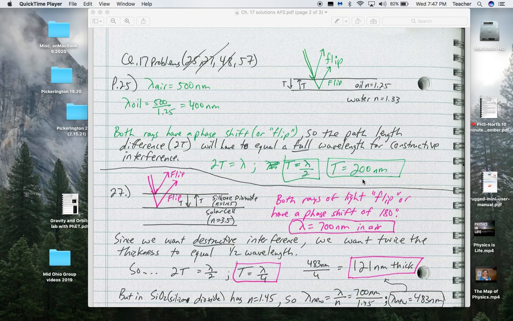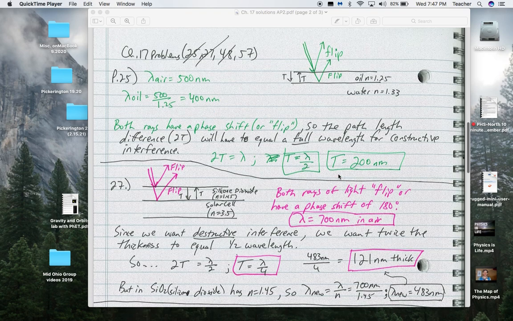Now you might think that that's 250 nanometers, since it told you the wavelength in air, but if you remember, the wavelength decreases when we go into something that's more optically dense. So I'm going to take the wavelength in air and divide it by 1.25. That gets me my new wavelength in oil. Half of that is 200 nanometers.